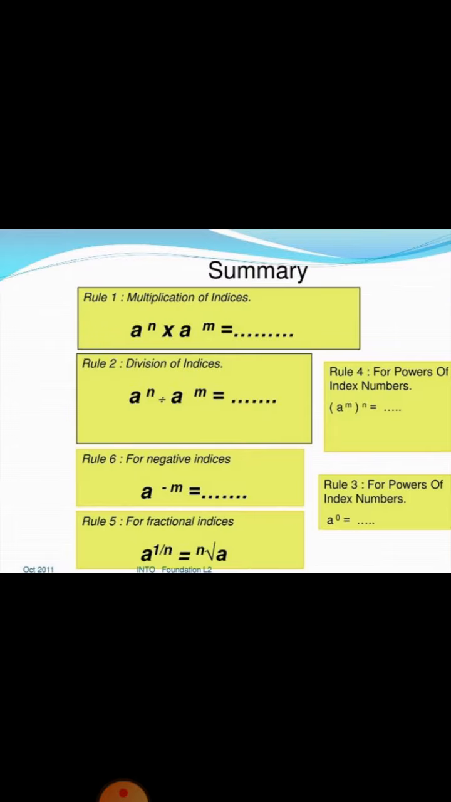Here is a summary of these rules: multiplication of indices, division of indices, negative indices, fractional indices, and power. Here our main focus is on multiplication of indices, division of indices, and negative indices.